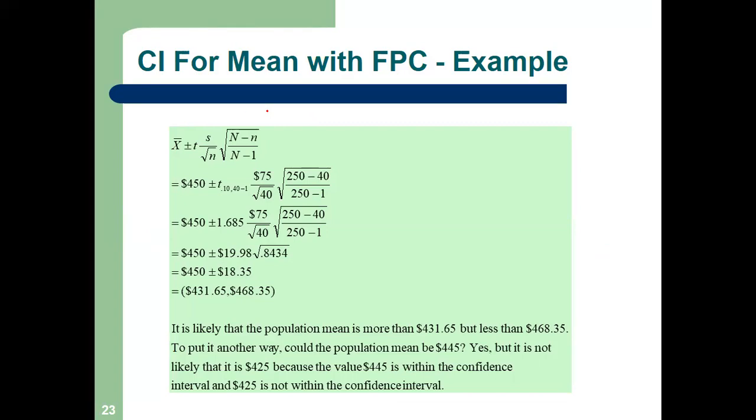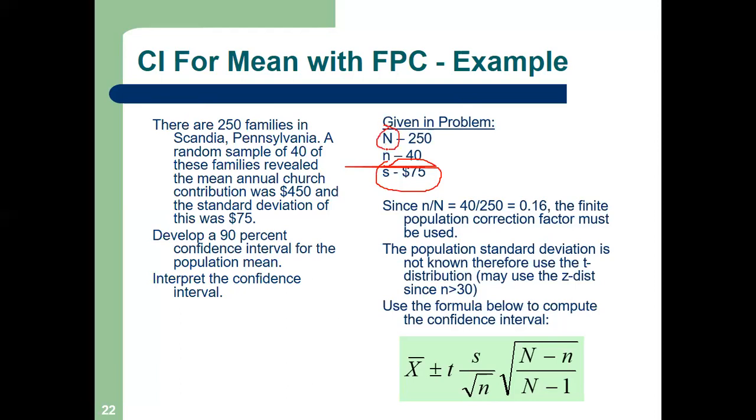Okay. So this is our formula. Any doubt in the formula? Formula is correct, no? Now all of you, please check this. What is our capital N? 250. What is our small n? 40. What is our sample standard deviation? 75. And we have to calculate a 90% CI. What is our mean, our X bar? 450.